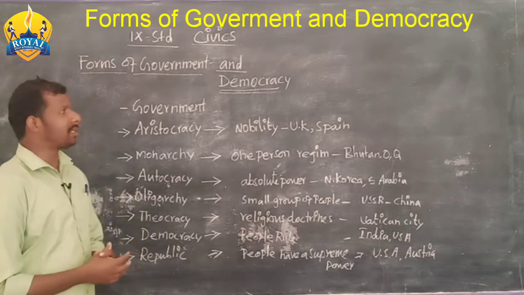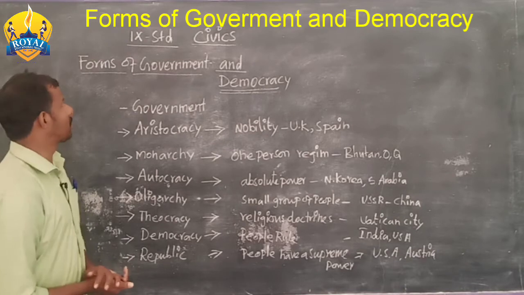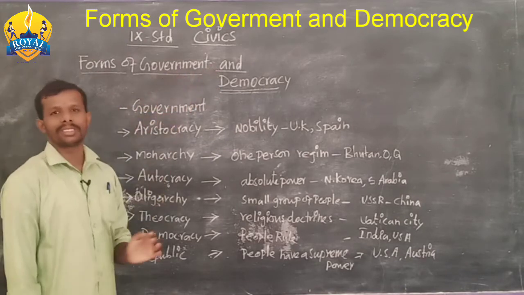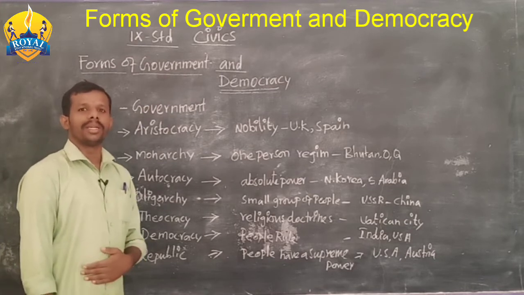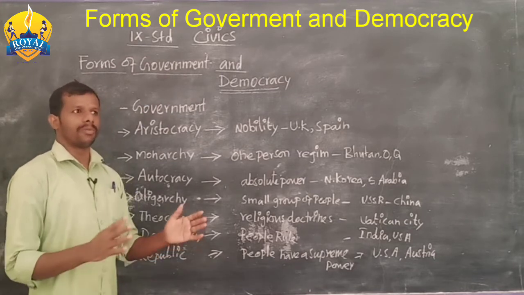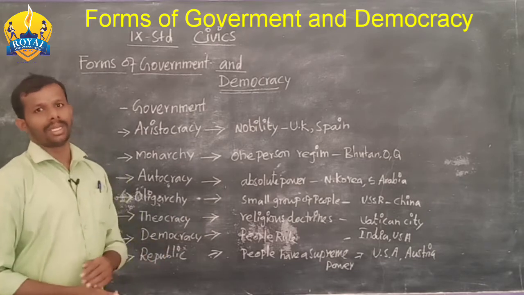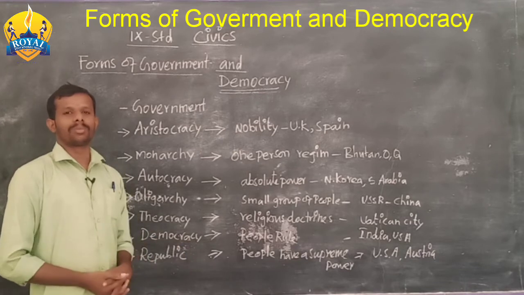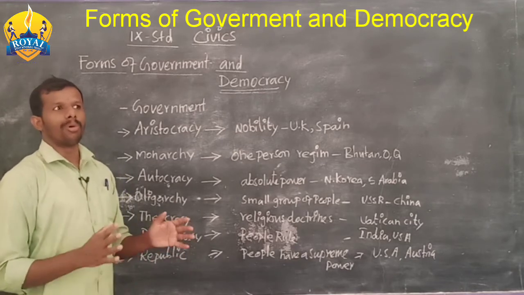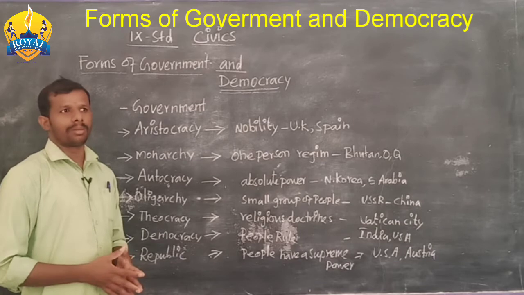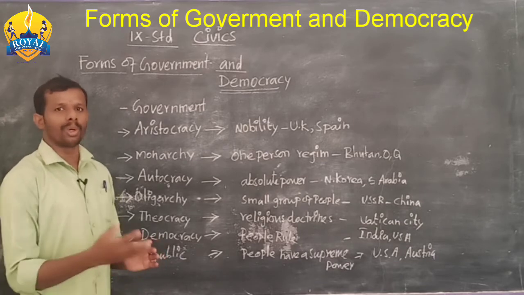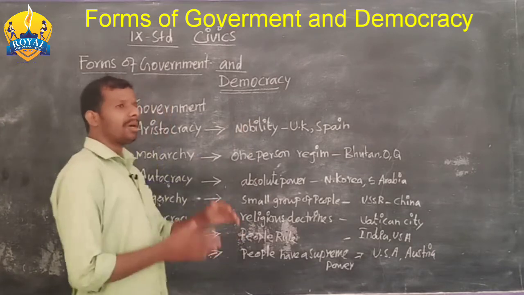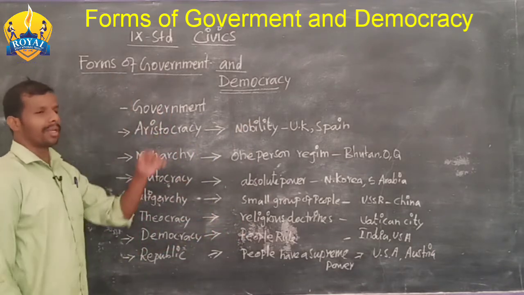Next, what topic are we going to discuss? We are going to discuss forms of government and democracy. Different forms of government have existed till date. Many governments have ruled in and around the world. And the most important form of government, the most accepted and most followed in modern days, is democracy. Let me discuss the topic later.